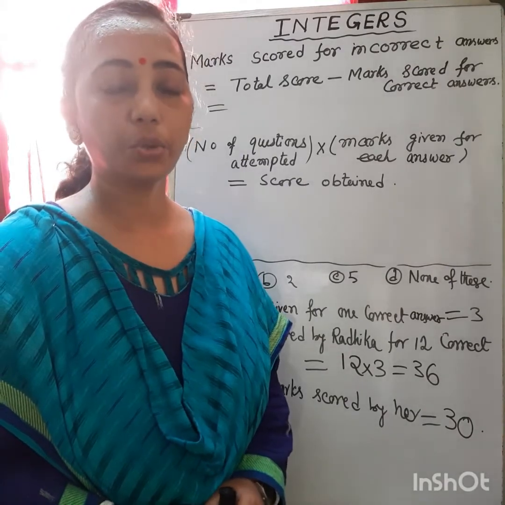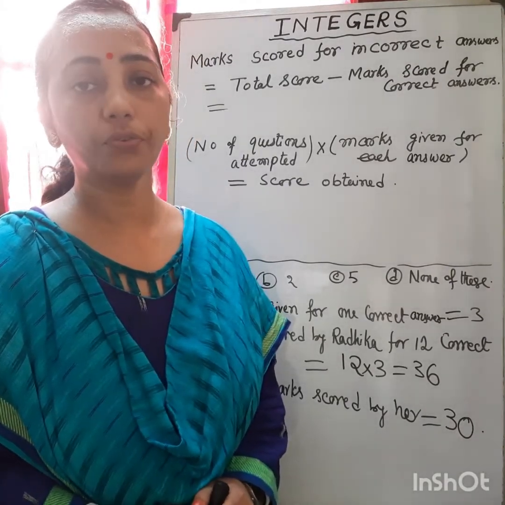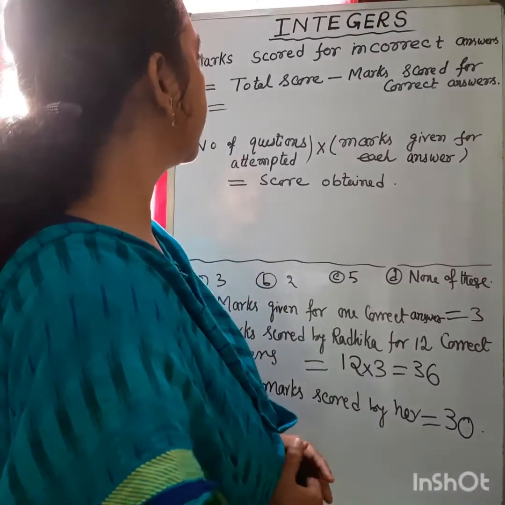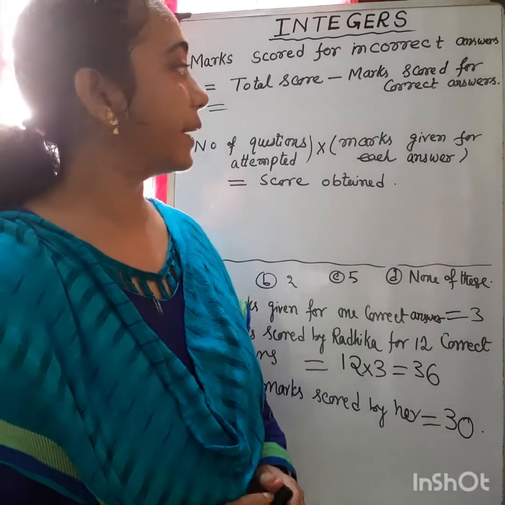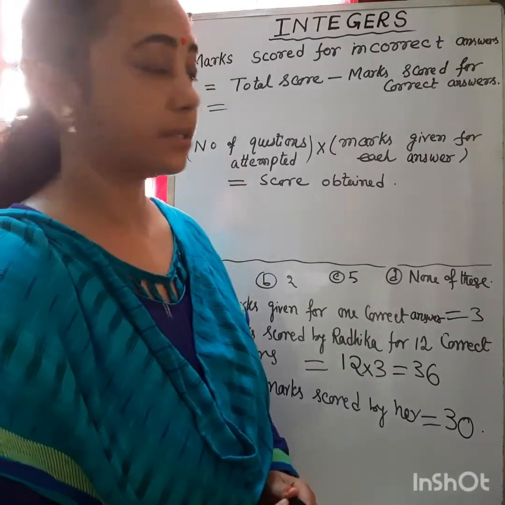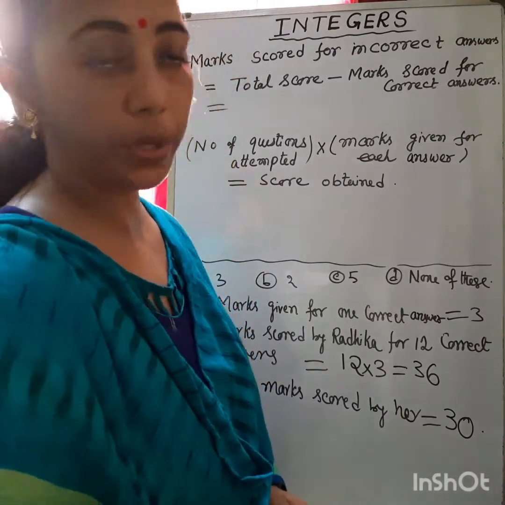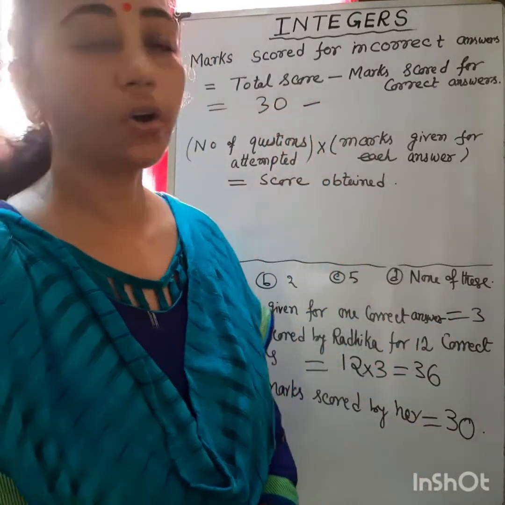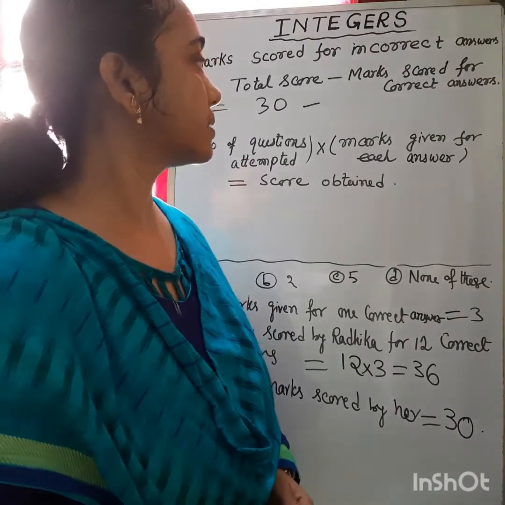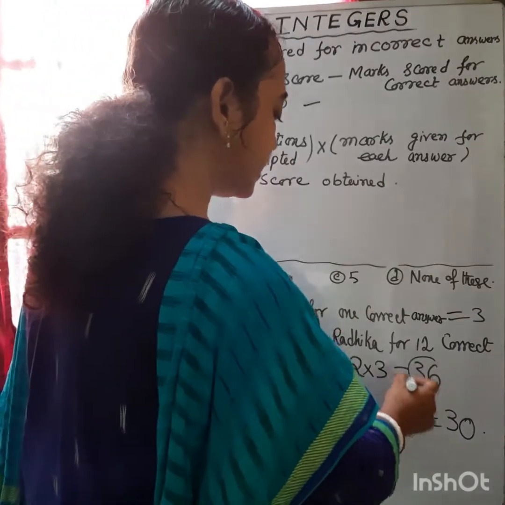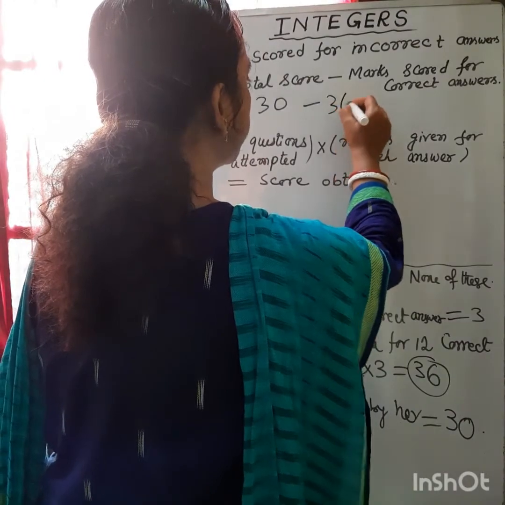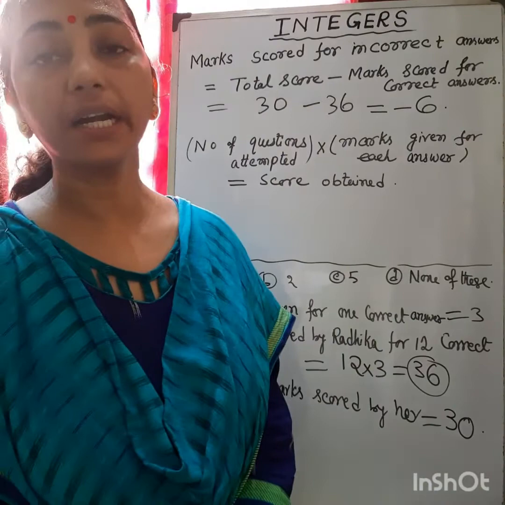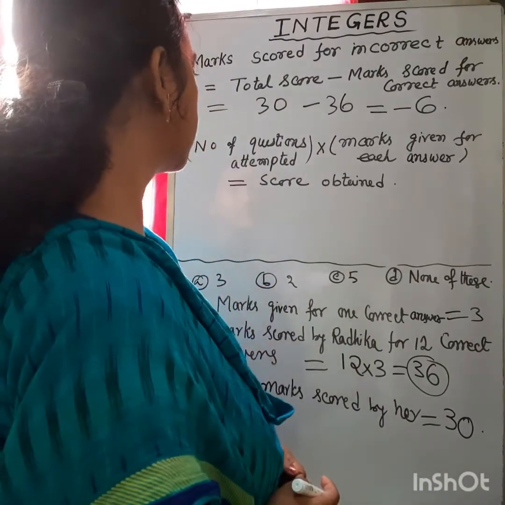We know that marks scored for correct answers and marks scored for incorrect answers will give the total score. So here marks scored for incorrect answers is equal to total score minus marks scored for correct answers. The total score is given in the question, that is 30, and the marks scored for correct answers is 36. So we put here 36, and it comes to minus 6. So the marks scored for incorrect answers is equal to minus 6.